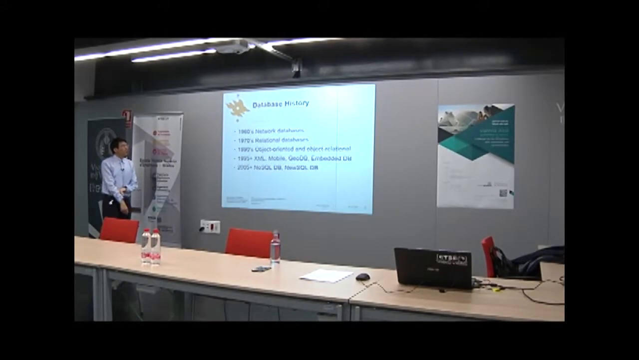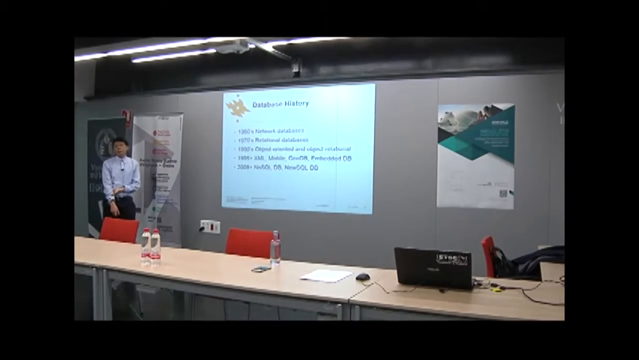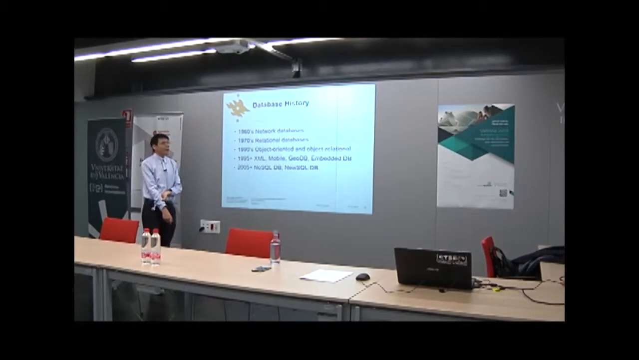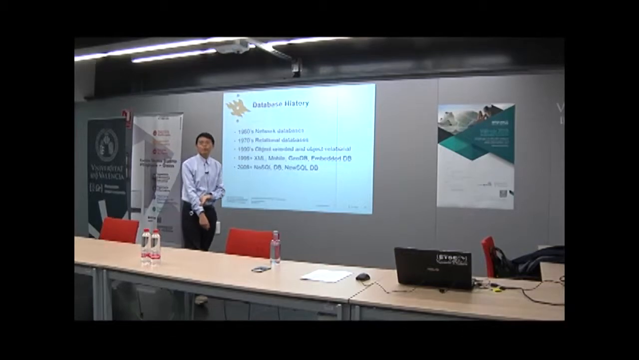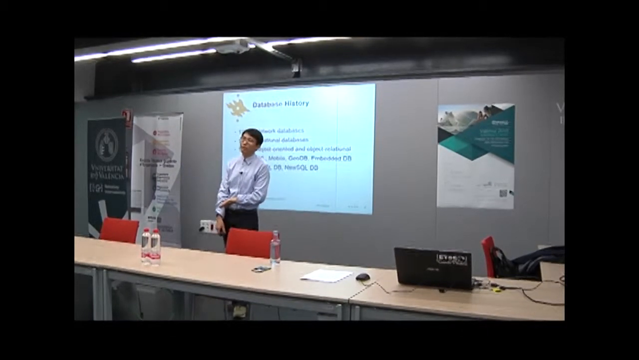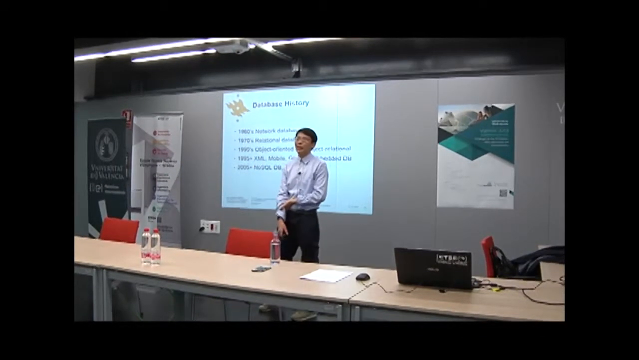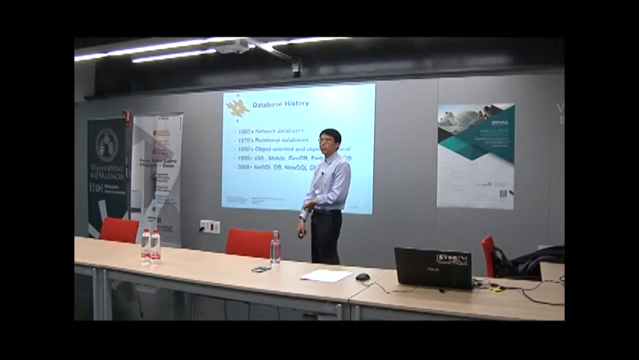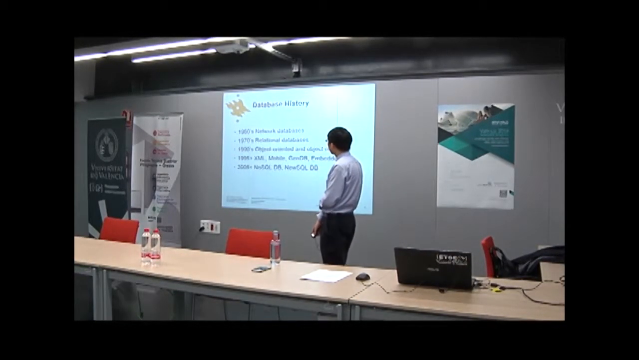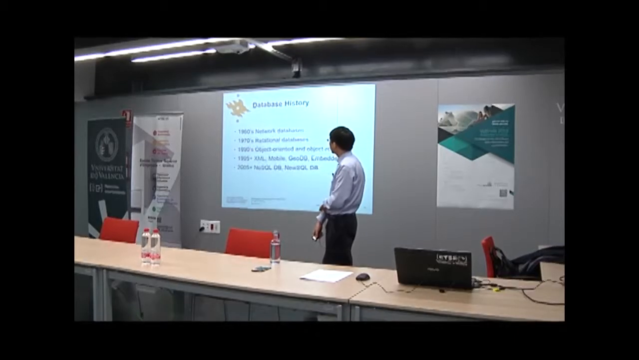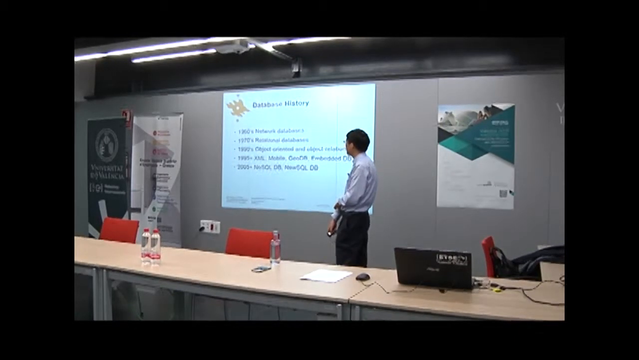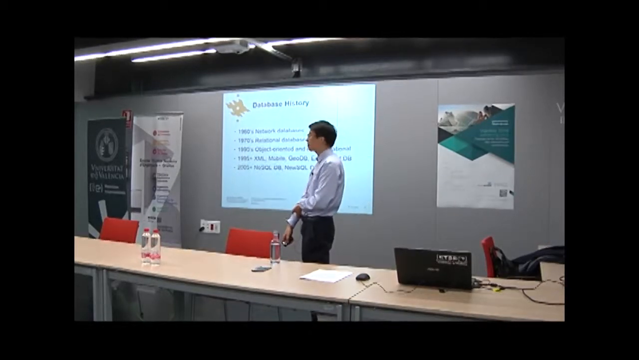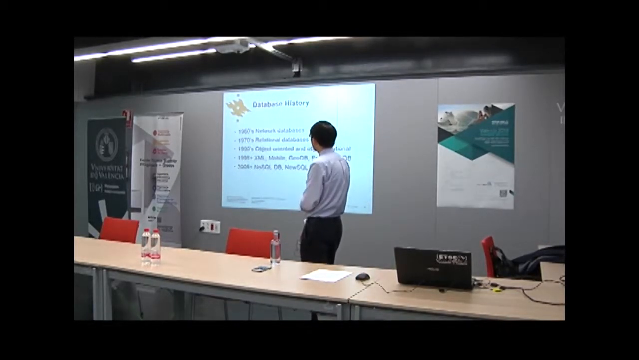So briefly, database history. The first database was developed from about the 1960s. This is a kind of network database. That means that they model the data as a kind of graph. So this is called a network database. Then later on, we have the relational database. Then E.F. Codd developed some new theory about relational data. So we have the relational database in the 1970s.